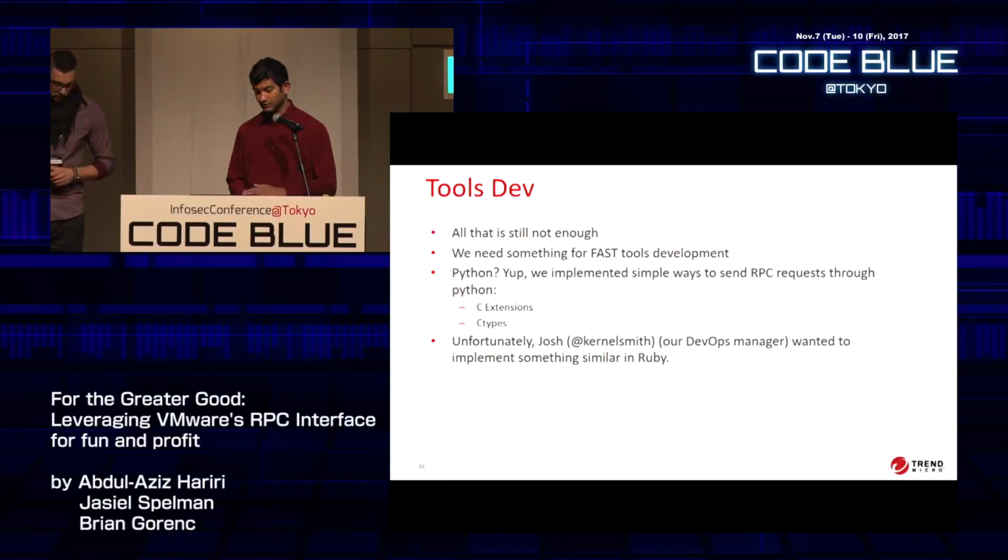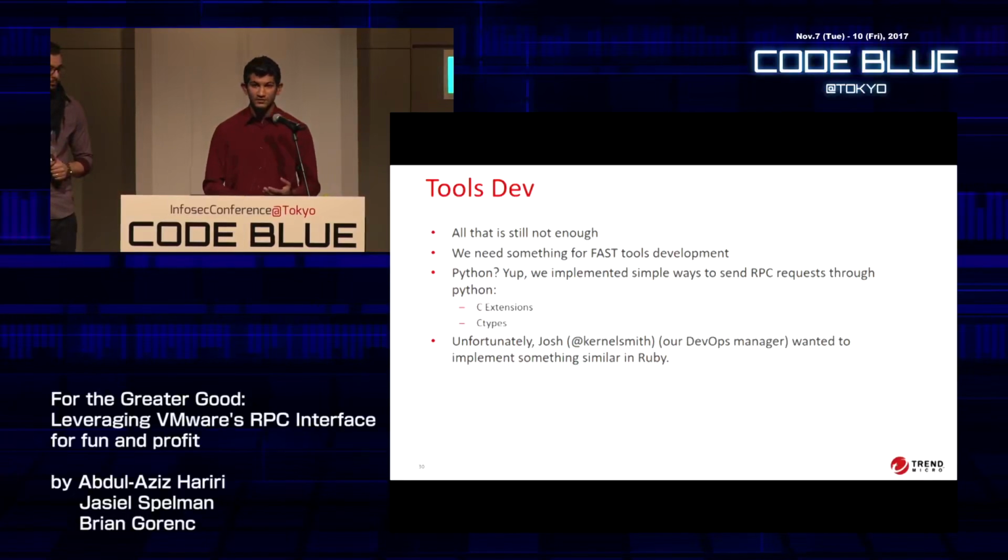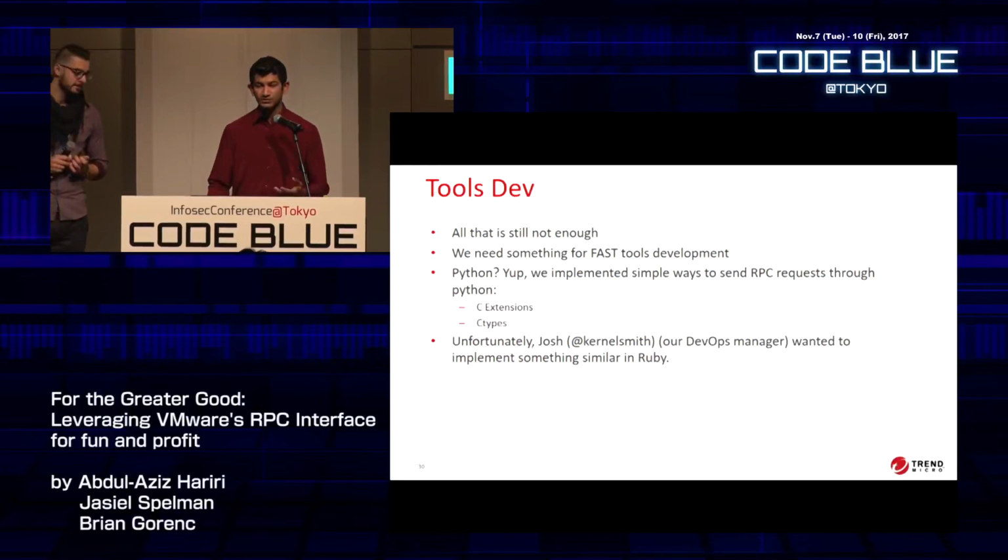So we started off, and we have two different methods of interacting with it from Python. The first is using C extensions, which I'll go over in a second, and ctypes, which is another thing I'll go over in a second. And then our DevOps manager, Josh, does not care for Python. He actually prefers Ruby, unfortunately. He used to be a Metasploit developer, and so he implemented similar functionality, but in Ruby using Metasploit. And we actually talked about that and released it a month and a half ago.